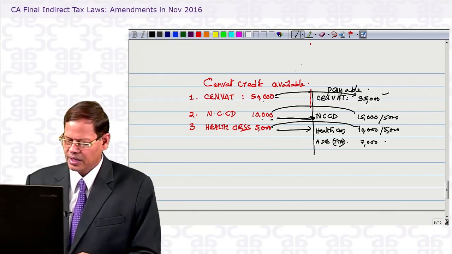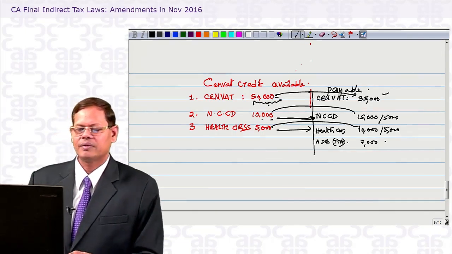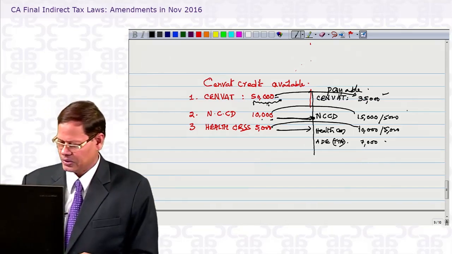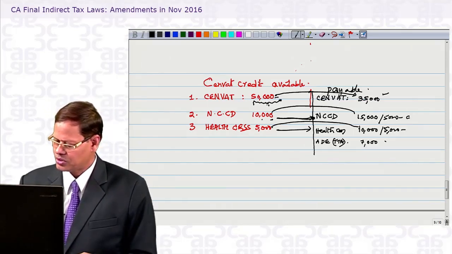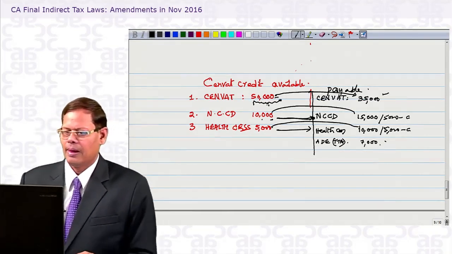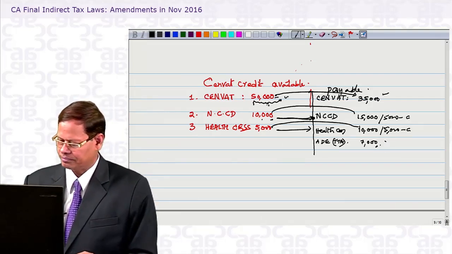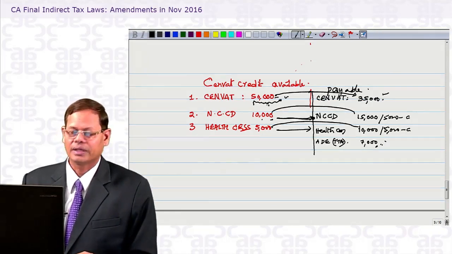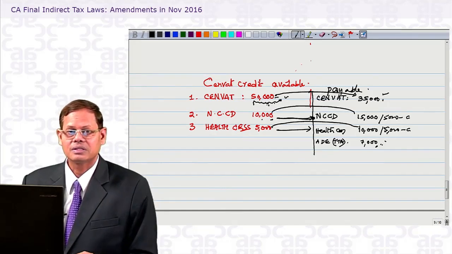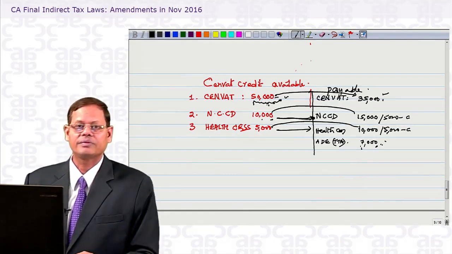How to meet this? Can we meet it from the surplus of this CENVAT balance? No, this cannot be used. So this is to be paid in cash only. There is no option. And what about the 7,000? This can be used. After paying 35,000 rupees, you have 15,000 surplus. Out of that 15,000, you can pay this 7,000.